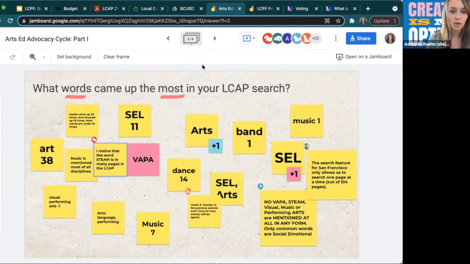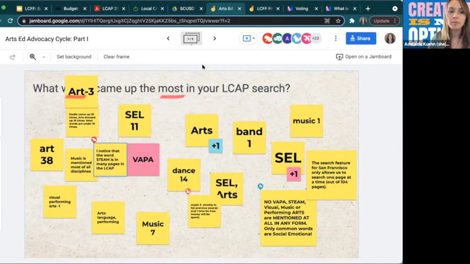Looking at the Jamboard, it looks like the keyword art is our winner, with someone finding it 38 times in their LCAP. Our second might be dance with 14, SEL, social emotional learning, coming up 11 times. Someone did not find VAPA, STEAM, visual, music, or performing arts at all mentioned in their document.